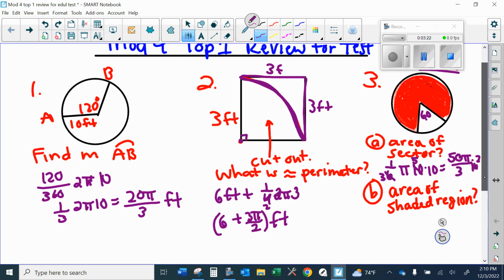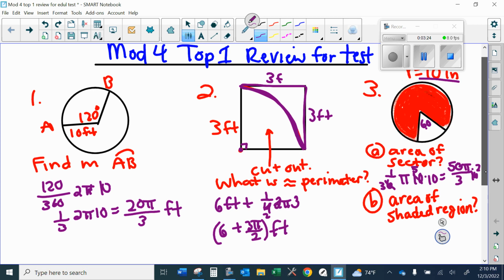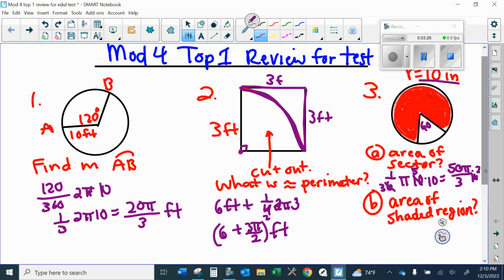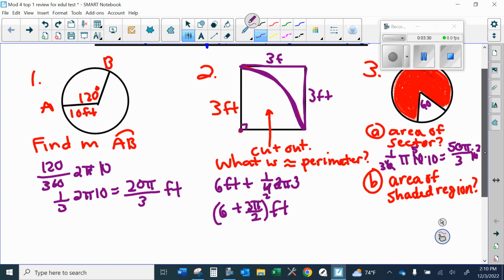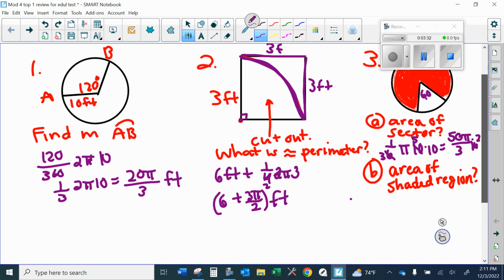The area of the shaded region, okay? Well, that'd be 300 degrees. If that took out 60, I have 300 degrees left. So I have 300 degrees over 360 times pi r squared. The zeros cancel there. 30 over 36, divide each by 6. You get 5/6 pi.